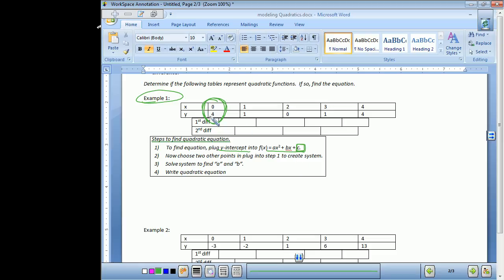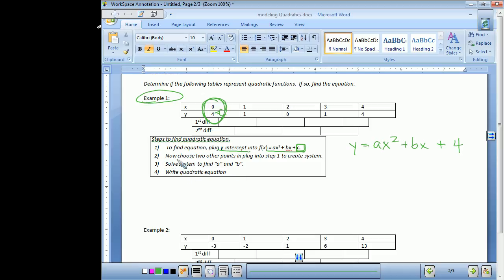Okay, so because, girls, y'all want to listen to this. This is not intuitive. All right, because they give us C, we can plug that in. So now we know y equals, or f of x equals, ax squared plus bx plus, instead of c, what do we know c is? 4. Okay.